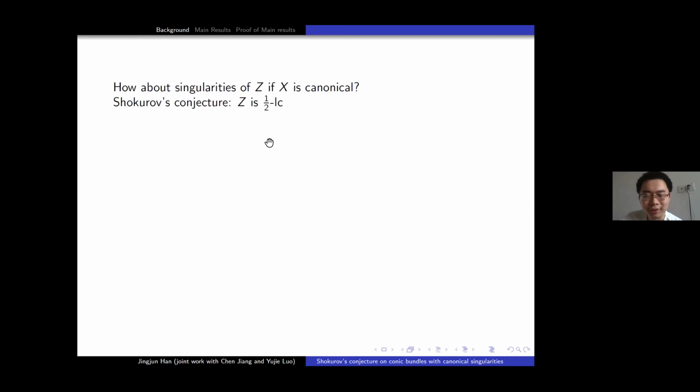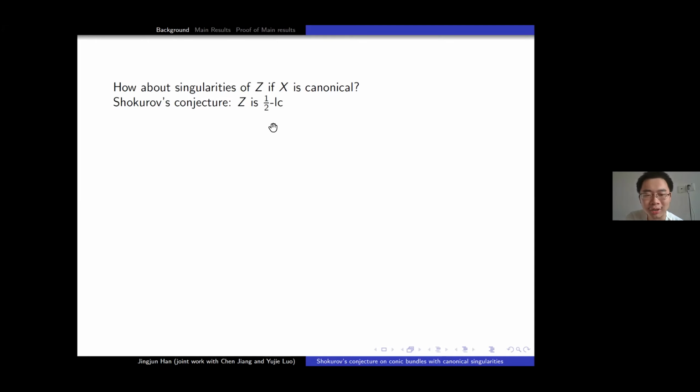Later, Shokurov conjectured that in this case, Z is no longer canonical or no longer has Du Val singularities. So there's a gap. He conjectured that in this case, Z is 1/2-log canonical. So canonical, in some sense, is equivalent to saying that Z is 1-log canonical.